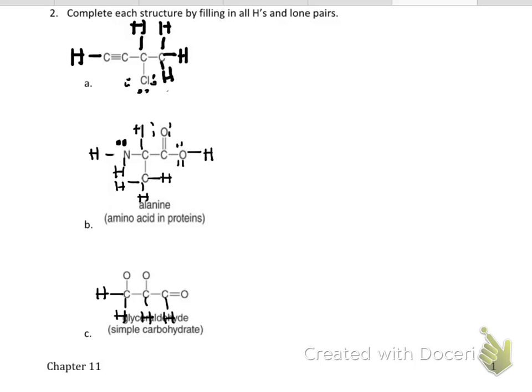The next carbon has 3 bonds, so I would add 1 hydrogen. This final oxygen has 2 bonds, and oxygen with 6 valence electrons likes 2 bonds, so I'll add 2 lone pairs. Then looking at the oxygens on the top of this structure, they each have 1 bond. Oxygen likes 2 bonds, so I'm going to add a hydrogen to each, 2 hydrogens total, to make the 2 bonds, and then 2 lone pairs.